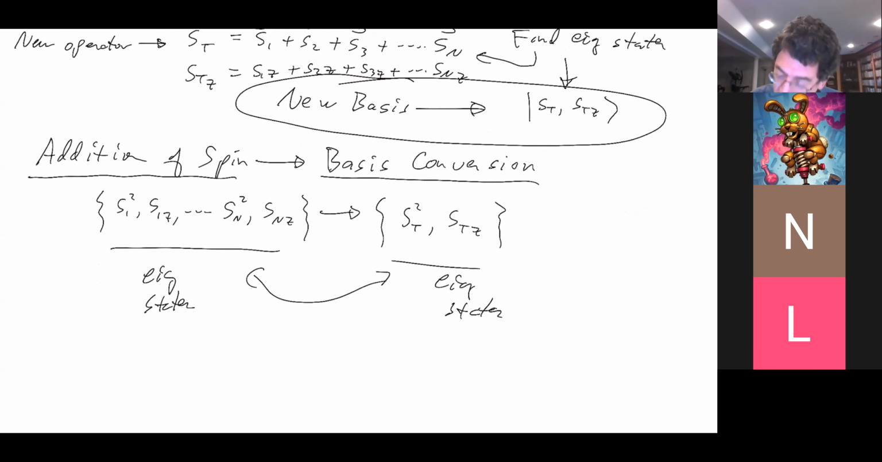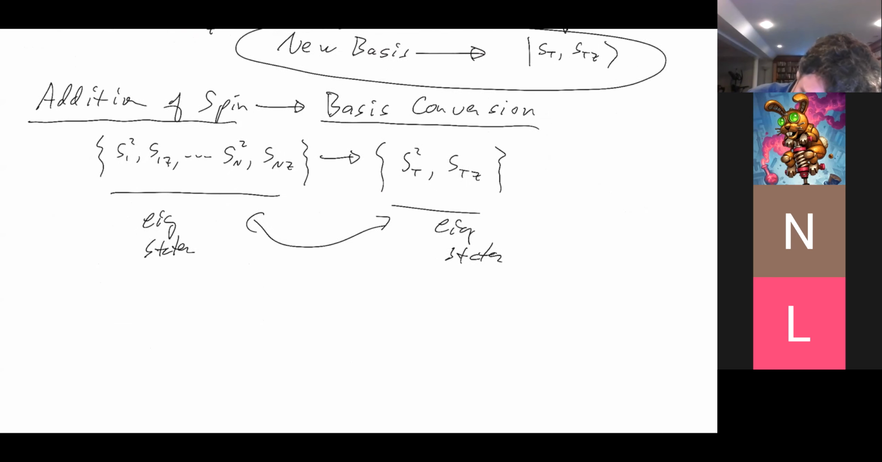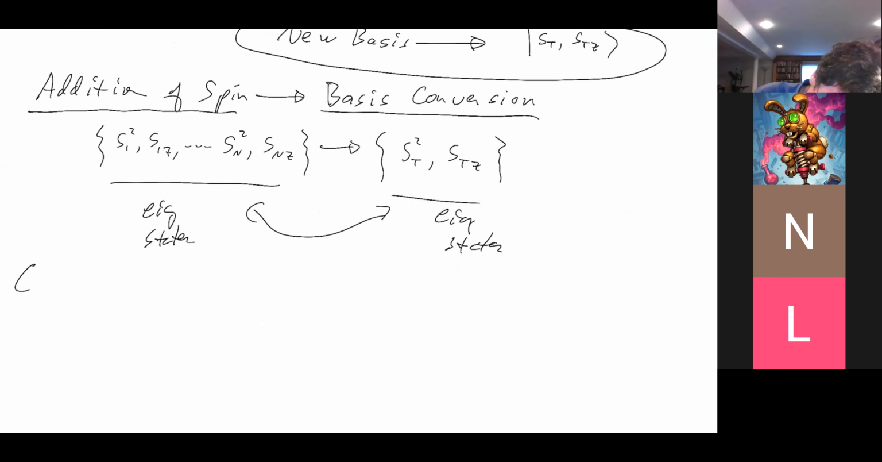We're going to convert from one set of eigenstates to another set of eigenstates, and that is addition of angular momentum. So I really want to get that point across. Okay, so now let's consider the properties of this new operator.